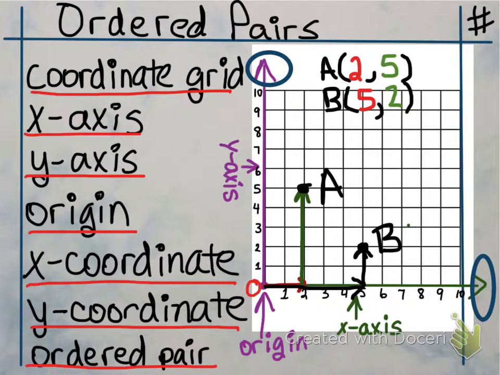So you can see that even though I use the same numbers, my points are in completely different locations. So it is imperative that you pay close attention to the order of our numbers. An ordered pair is always going to be with the x value first and the y value second.